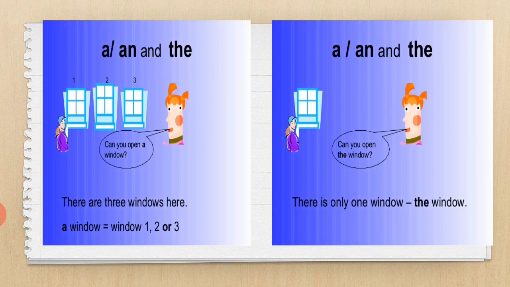See these two pictures. In picture number one, how many windows are there? Three windows. And in picture two, how many windows are there? One. Okay. In the first picture, she's saying, can you open a window? And in the second, can you open the window? The sentence is the same, but the difference is there are three windows in the first picture. So a window means window 1 or window 3 or window 2. And in the second picture, can you open the window? There is only one window, so we use the with it. Clear?